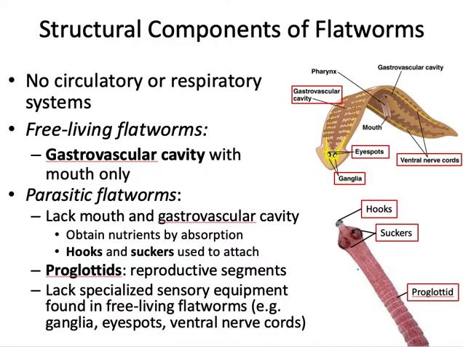So here is a picture showing the body structure of a flatworm. Because they're so thin and flat, organisms that are very thin and flat have a large surface area to volume ratio. And so they don't need a circulatory or respiratory system because most of their nutrient and gas exchange can just occur by diffusion. So animals that are thin and flat will often be able to survive without these circulatory or respiratory systems.